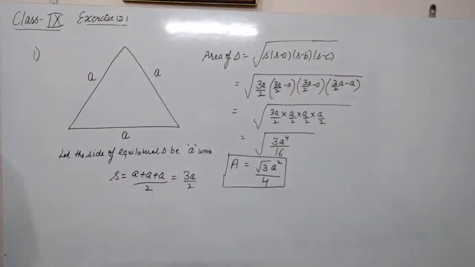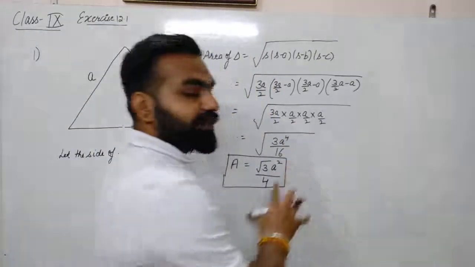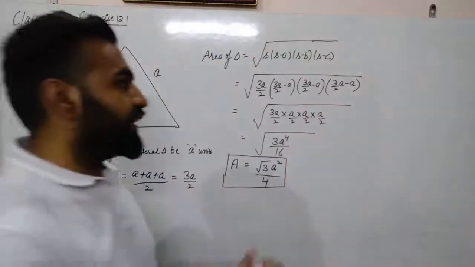Now the second part is given. If its perimeter is 180 centimeter, what will be the area of the signal board? The perimeter is given now. So we have derived the formula. Now we will apply here.